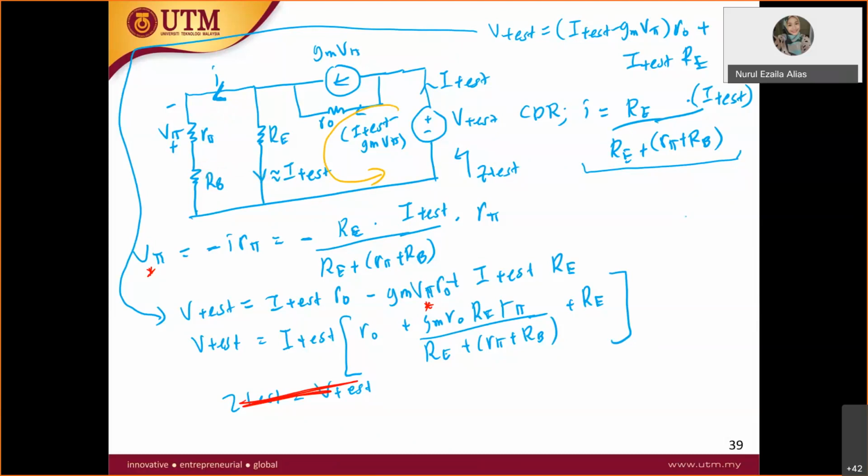In this case, because I want to simplify everything, I assume that this I test will go to this path only, because the RE is just 1K or 2K instead of RB mega ohm. So if you do the current divider, the current at RE is approximately equal to the I test. I test will not go to the large resistance at RB, it will only go to the RE. Therefore, I said approximately equal. Not equal, but approximately equal to the I test.